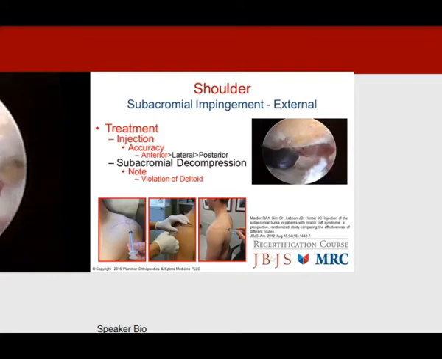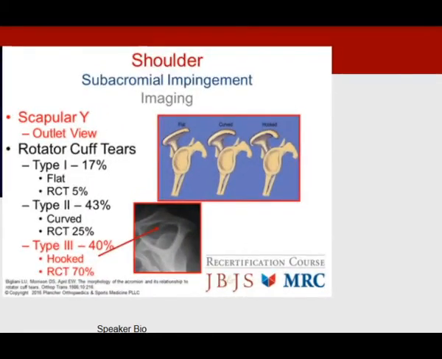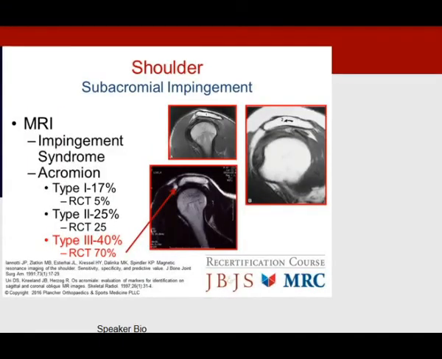Please note, if you're doing an arthroscopic subacromial decompression, the deltoid is violated to some extent. Here we see what we talked about early, that there are types of acromion, type 1, type 2, and type 3. And it is the type 3 acromion that persists at 40% in our population. It is hooked and is associated with a 70% rate of rotator cuff tear. The MRI could be helpful, as seen in the bottom left here, to once again show that the rotator cuff tear may occur at 70% from the impingement of this hooked type acromion.